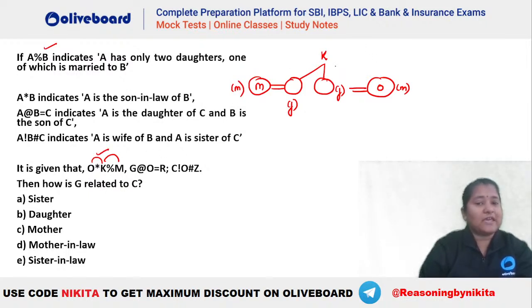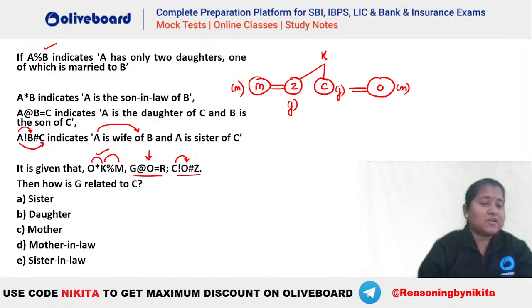Now, where do we have your K, M or O? You can see we have O here and O here as well, right? Let's try to connect either of them. Let's say C exclamation mark O hash Z. This shows A is the wife of B and A is the sister of C. Okay, be careful here. A is the wife of B and A has to be the sister of C. That means you can see here C has to be the wife of O and C has to be the sister of Z, isn't it? So C is the wife of O and C has to be the sister of Z. That means Z will be here. Okay, so this is the relation.